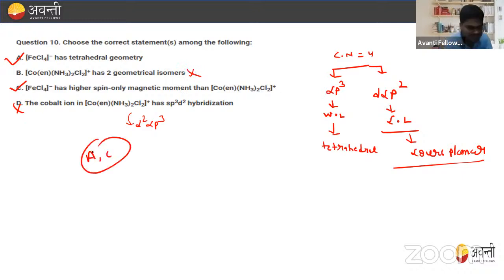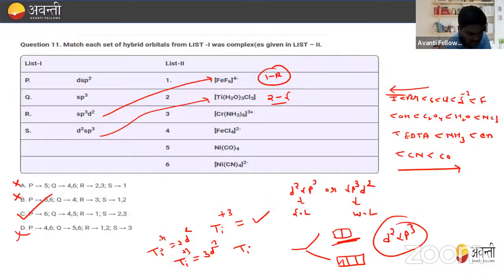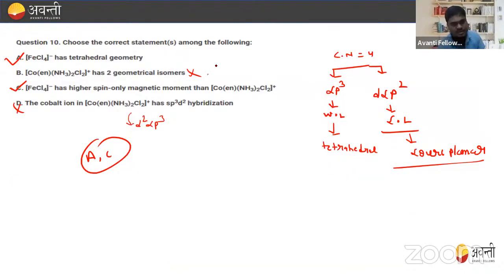A and C. Right? The complex does not have two geometrical isomers. It has three geometrical isomers, not two. So the correct option among the following is only A and C.